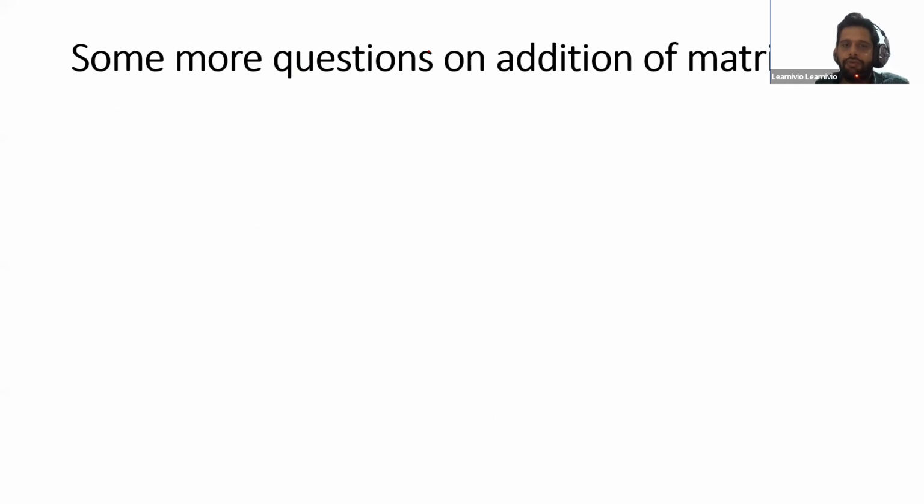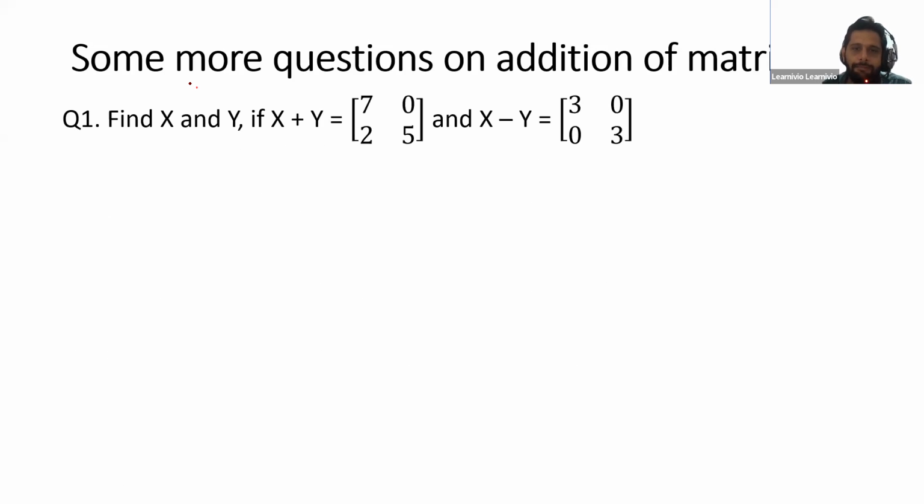Now we will try some more questions based on addition of matrices. In the last class, we have already started the addition of matrices and completed some questions based on this topic. Today, we will continue this. So the first question is, if x plus y is equal to this and x minus y is equal to this, then find matrices x and y. Please try to solve this question and let me know if anyone has a doubt. Huzefa, please give us 2-3 minutes. I will explain how to solve this question.